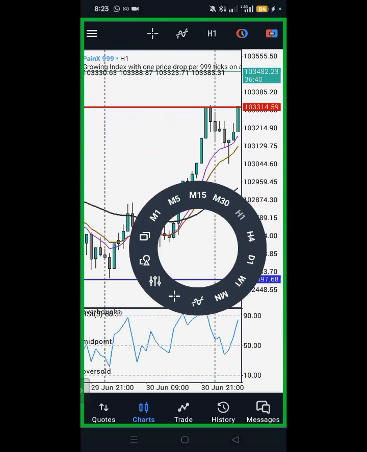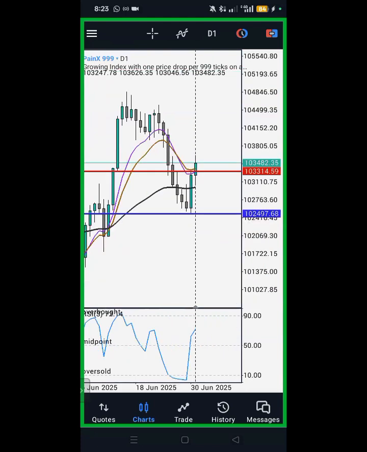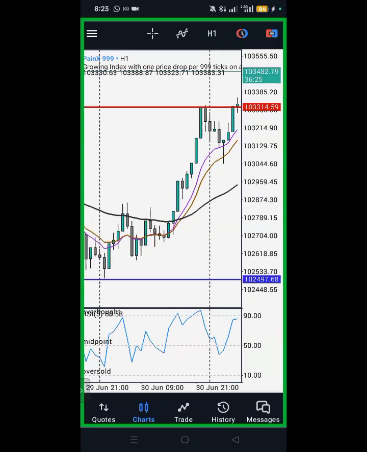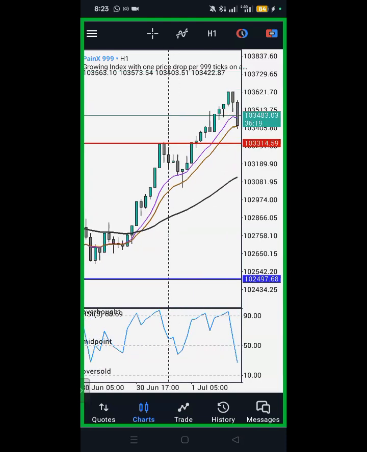When you come to your chart, first you go on daily, then you pick the candle of the previous day. That's the candle before the current candle. You take the top and the bottom. Then you come to 1 hour to confirm if you have actually gotten the top and the bottom by looking at the two vertical lines that cut across the screen. Then when you have gotten that, you look, okay, let's see what happens.